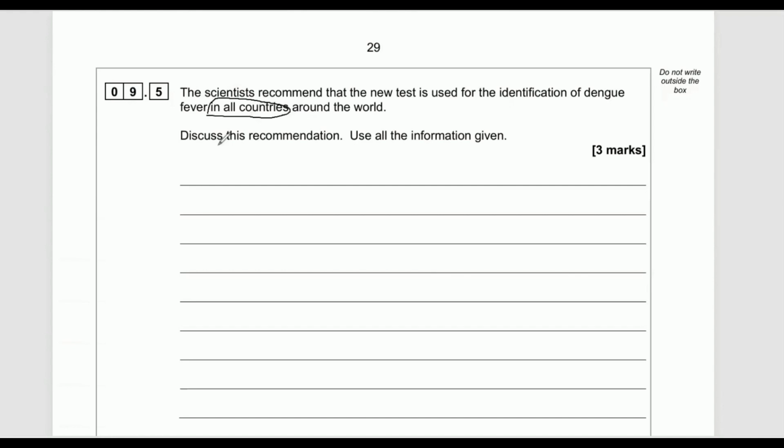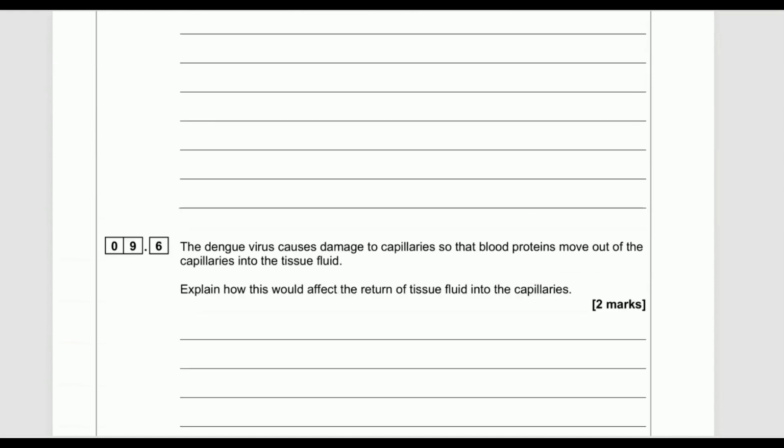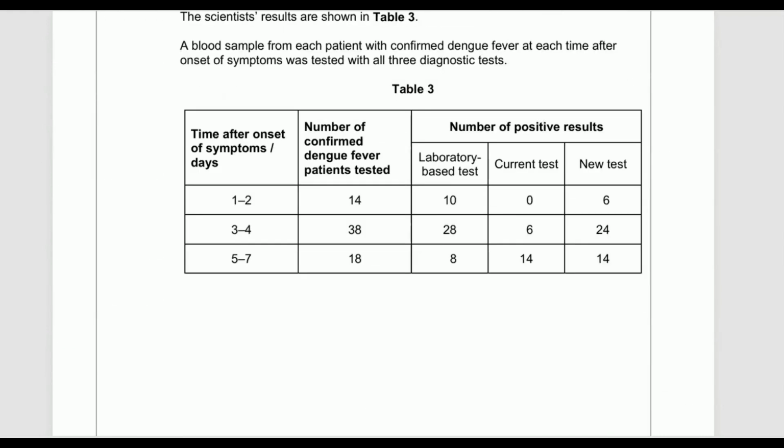That's always a no-no, isn't it? All countries. It's not going to be the best thing for everywhere. Discuss this recommendation, use all the information given. So I'm going to go back up and have a little look. So what I would say straight off, let's make some points. Cover each row one by one and you'll pick up all the marks. So cover the first row.